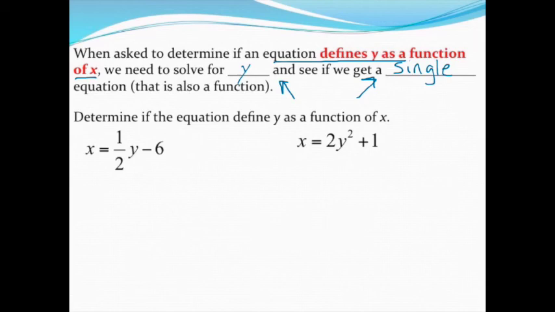So down below, let's see if these equations define y as a function of x. To do that, we need to get y alone. So we'll start with something hopefully very basic. I'm going to start by adding 6 to both sides. So I get x plus 6 equals 1/2 times y.